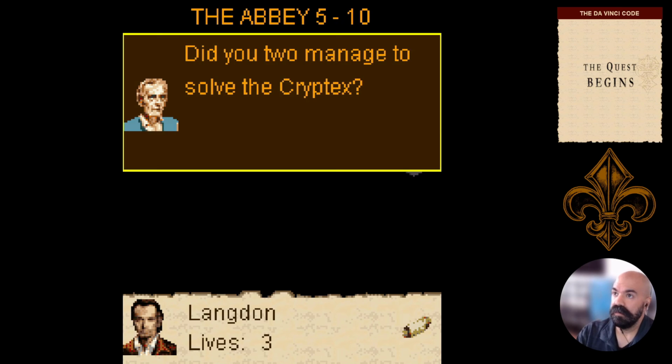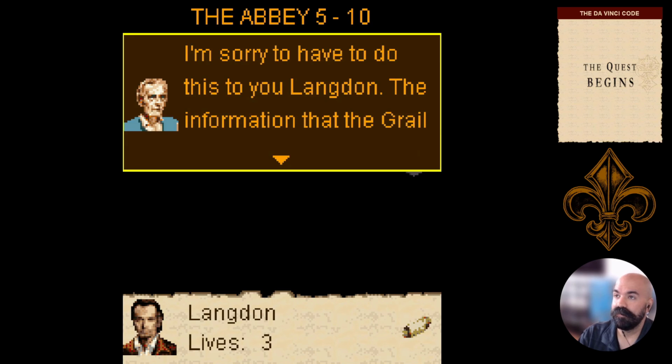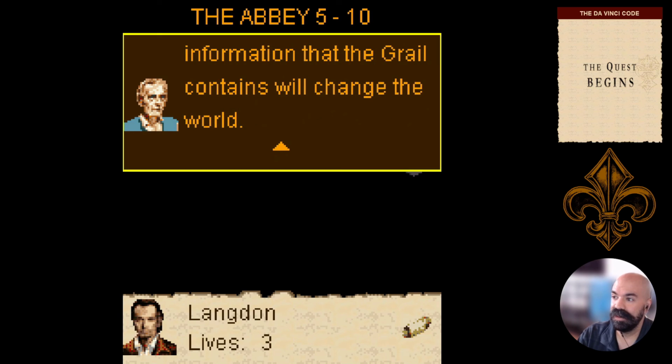Here's Teabing. He asks if we managed to solve the cryptex. And he's got a gun. What's the gun for? I'm sorry to have to do this to you, Langdon. The information that the Grail contains will change the world. That's really bad acting. I'm sure he's more dramatic.